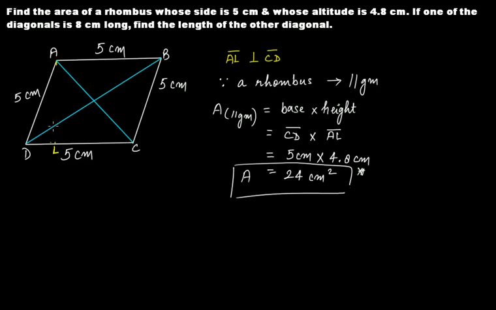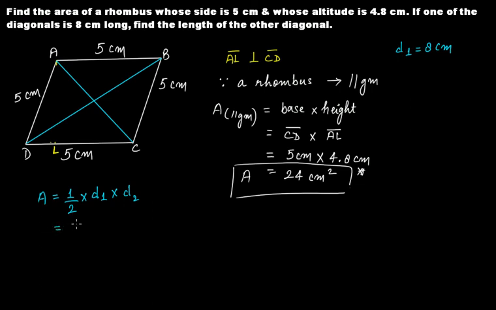Now when we have to calculate the area using the diagonals of a rhombus, we have a formula that says area is equal to half diagonal 1 multiplied by diagonal 2. We don't know which of these two diagonals has a length of 8 centimeter. Let's say that D1 is equal to 8 centimeter.